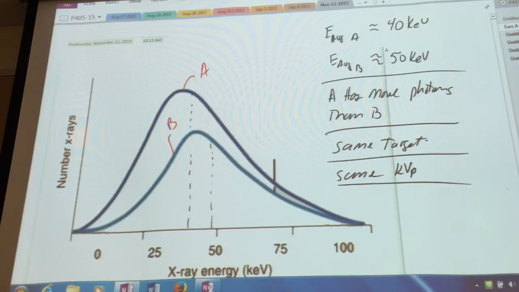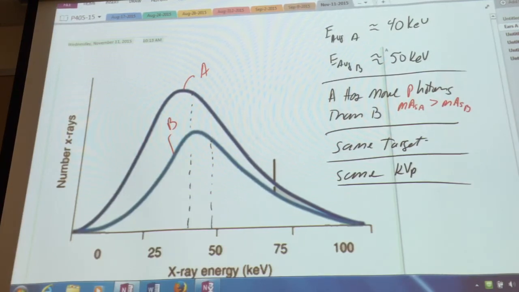So what has happened to the distribution? Differences between A and B. A has a higher mass. A has more mass than B. Yes. Put that down here too. MAS of A greater than MAS of B.